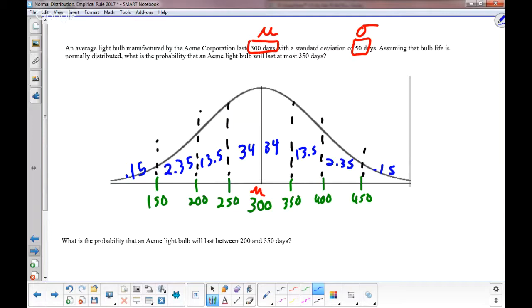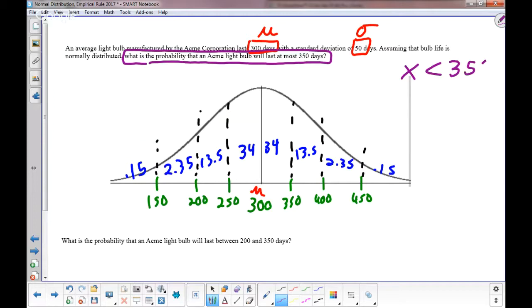So now let's actually look at the question. It says, what is the probability that an Acme light bulb will last at most 350 days? So we're looking for it lasts at most. That means it doesn't go over 350. So we're looking for when is it less than 350? Based on my 350 mark being right here, we're looking for everything to the left of that.